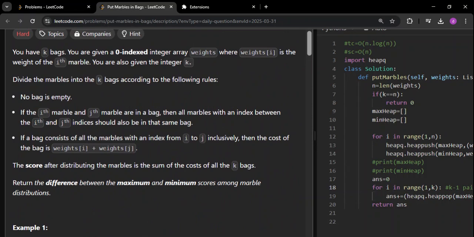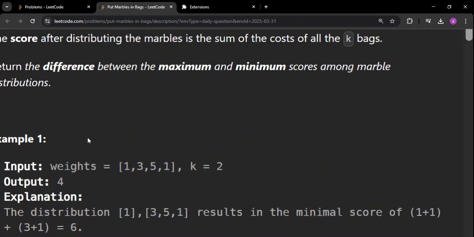So now coming to this question, the whole question revolves around how we're dividing the marbles into the bags. There are some rules which need to be followed. The first rule is that no bag should be empty. The second point is, for example, let us say I am putting these three marbles in one bag, then there will be a score for each bag. So the score will be basically 1 plus 5.